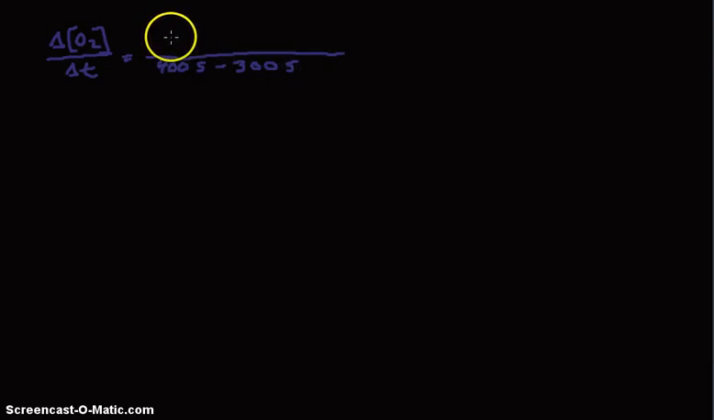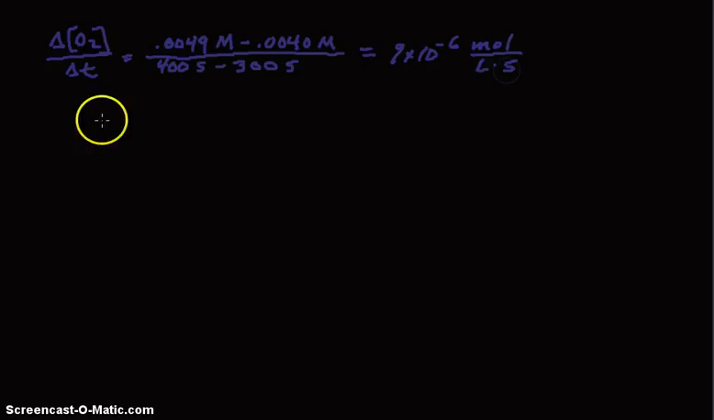And it was experimentally determined that at 400 seconds the concentration of the oxygen gas was 0.0049 molar, and at 300 seconds it was 0.0040 molar, and this works out to be 9 times 10 to the minus 6 moles per liter per second.